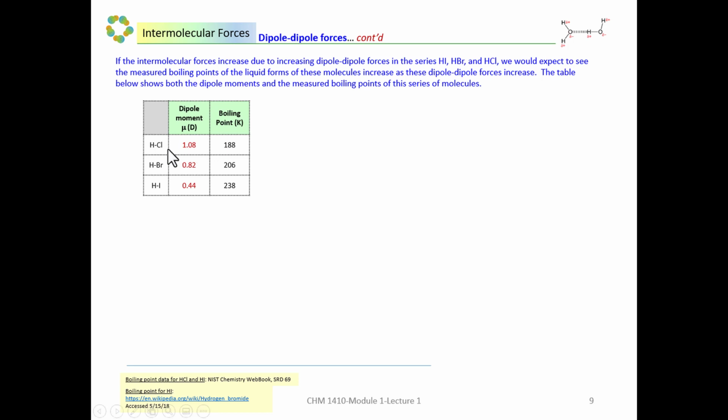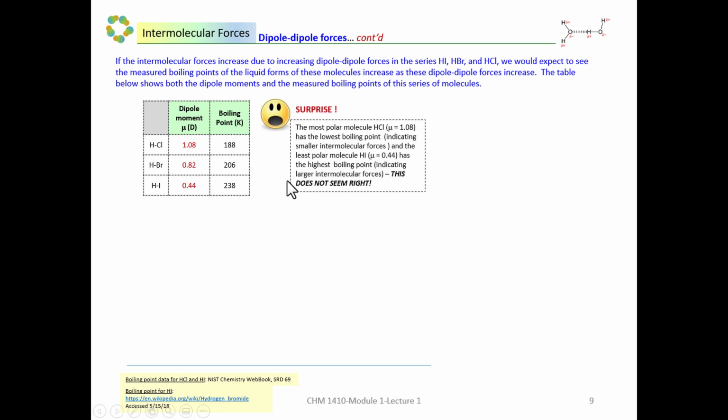So the dipole-dipole forces between HCl molecules should be the strongest. HI, which has the smallest dipole moment, should have the weakest dipole-dipole forces. But something here is not right. You'll notice that the observed boiling point of HCl is the lowest, and the observed boiling point of HI is the highest, even though the dipole-dipole forces in HI are the lowest. So something is not right here.